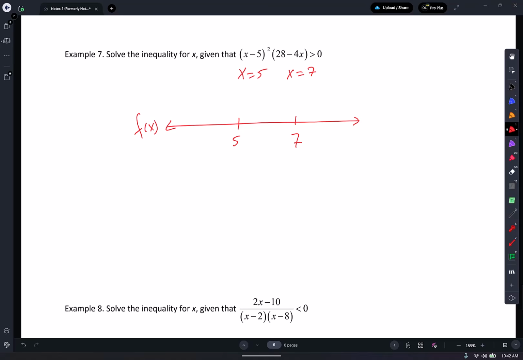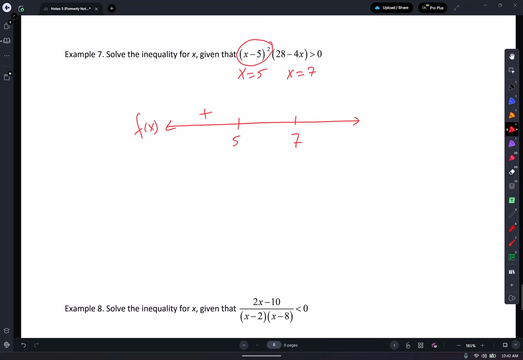All right, so here we go. All you care about is positive or negative. I don't have to worry about the x minus 5 because I see a square there, and that's always going to be positive. I'm just focused on the 28 minus 4x. If I plug in a 0 for x, 4 times 0 is 0, and I get 28 minus 0. Is 28 positive or negative? Positive. If I plug in a number bigger than 5, like 6, 4 times 6 is 24, and 28 minus 24, is that still positive?